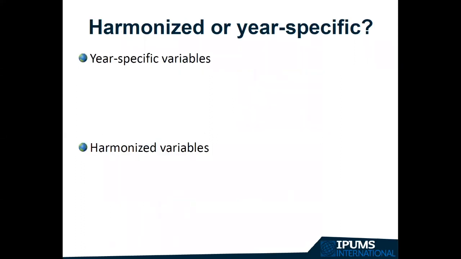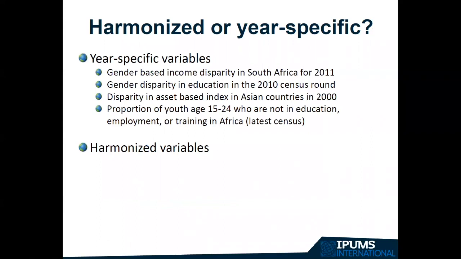So harmonized or year-specific, as a researcher, what would you use for your research? The basic rule of thumb is that if you do not need to study change, just a single census year, use year-specific variables. For example, gender-based income disparity in South Africa for 2011, education in the 2010 census round, disparity in asset-based index in Asian countries in 2000, or proportion of youth 15 to 24 not in education, employment, or training in Africa for all the latest censuses. Use year-specific if you are doing a single year.